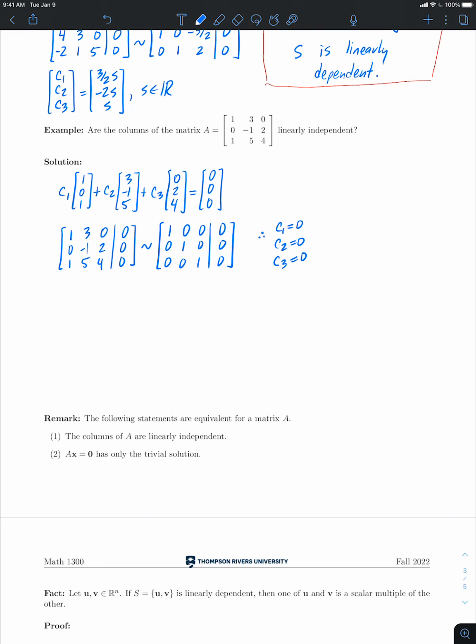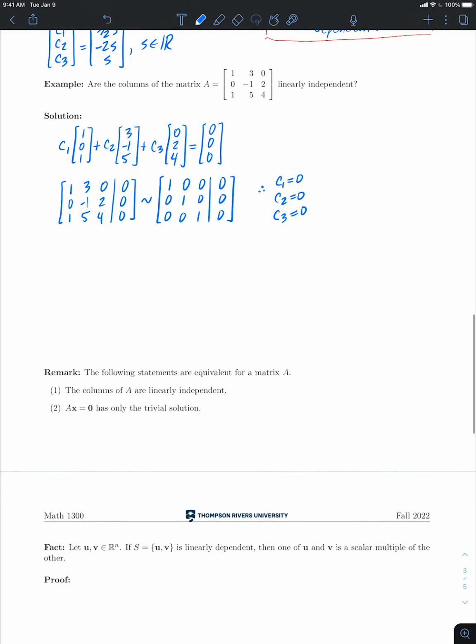Okay, so in this case, that means the 3 vectors that we set up in this vector equation, so this vector, and this vector. So in other words, the columns of the matrix A, right? They are linearly independent. So the answer to this question that was originally asked is yes. So the answer is yes. Let's write it out fully. The columns of A are linearly independent.